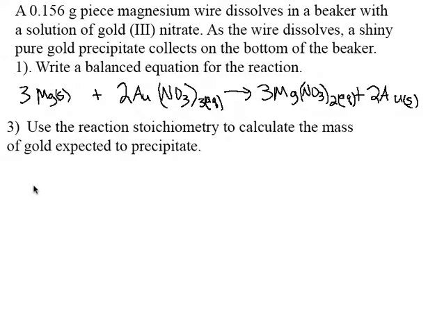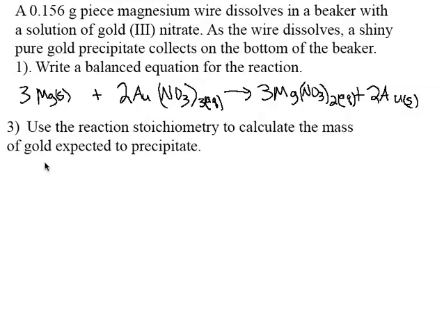I'm going to continue with the magnesium dissolving in gold(III) nitrate problem. This continuation uses the reaction stoichiometry to calculate the mass of gold that we expect to precipitate. In the first video, we wrote half reactions for the balanced redox reaction. Now we're going to use the reaction stoichiometry and a periodic table to calculate how much gold we expect to precipitate when all 0.156 grams of the magnesium wire have dissolved.